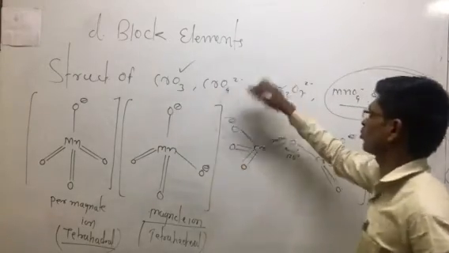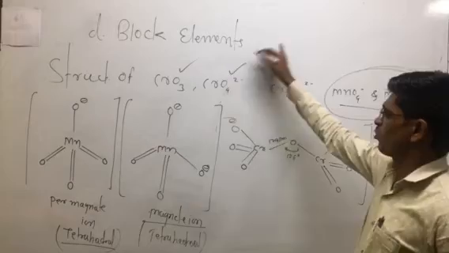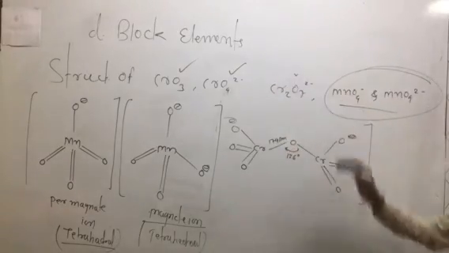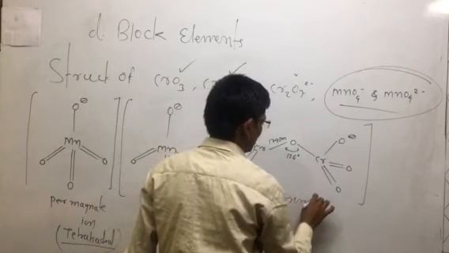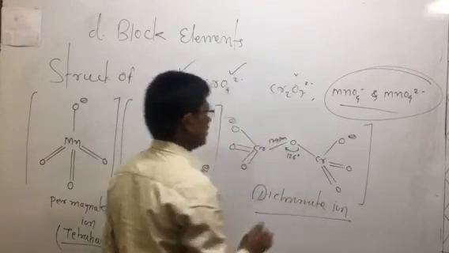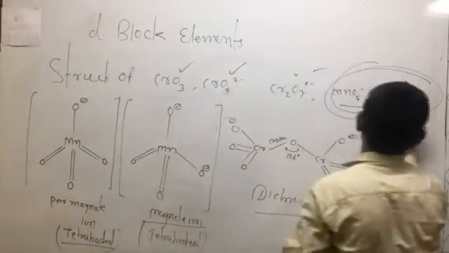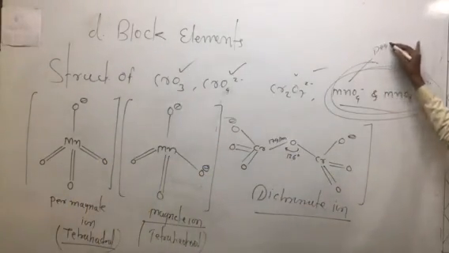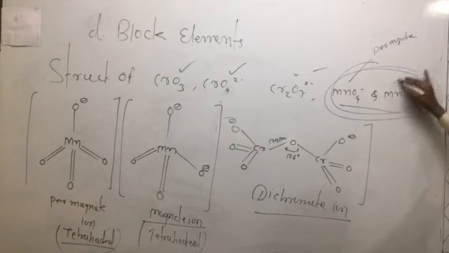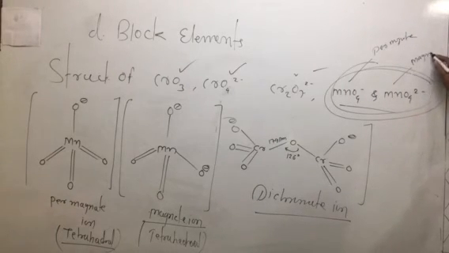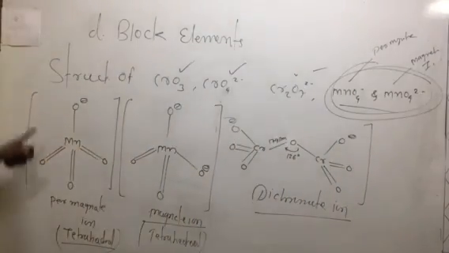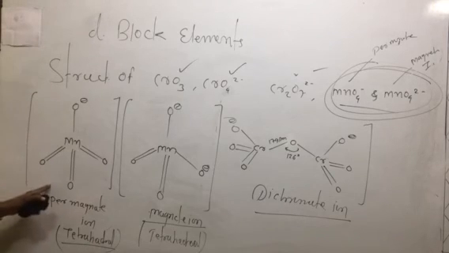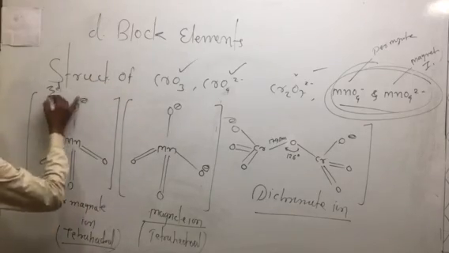This is chromium trioxide, trigonal planar. This is the chromate ion, tetrahedral. This is the dichromate ion. This one is permanganate, this is the permanganate ion, and this one is simply the manganate ion. So these are the manganate and permanganate ions. This is the structural representation. Structural representation is included in d block elements, in particular the 3d series.